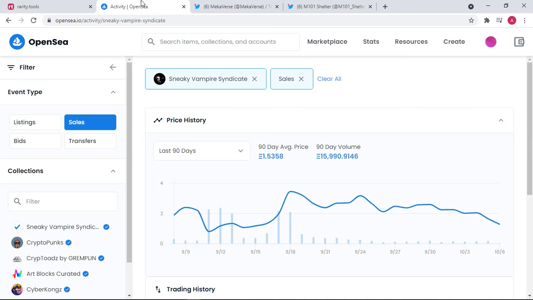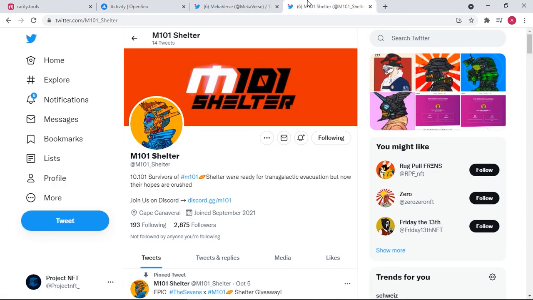So basically, this is the guide I use to flip a lot of NFTs, and I'm going to be using it on this particular NFT, M101 Shelter. I love the art, and secondly, I think this art is actually in collaboration with the Sevens, or they might actually be the same people. So I would be using this same strategy on the M101 Shelters.